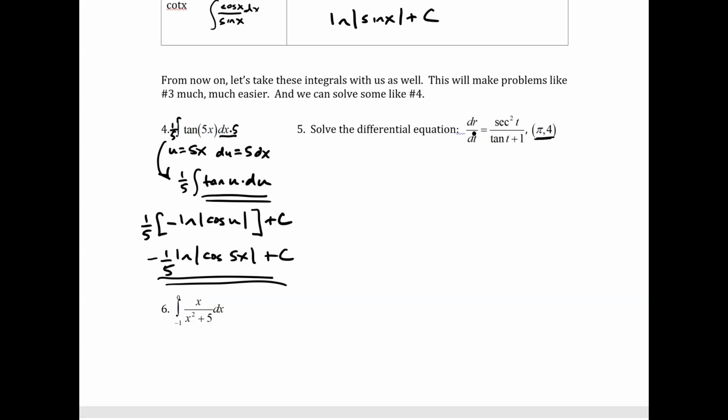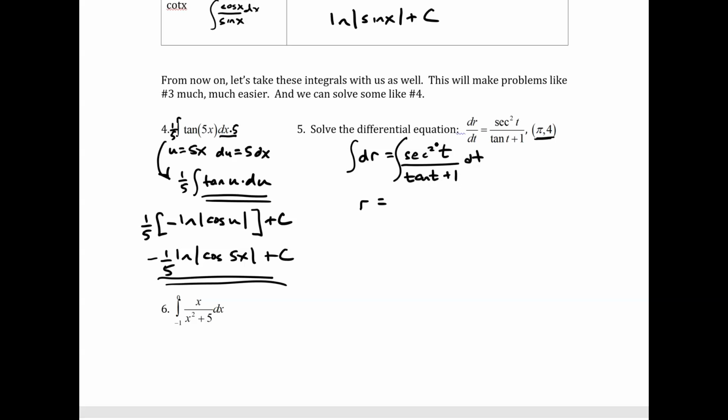I'm actually going to start it by bringing this dt to the other side. That way, if we start it as dr equals secant squared t over tan of t plus 1 dt, we can see that we can get our general solution by just integrating both sides. So the integral of 1 dr is simply r. So we get r equals the integral of secant squared t over tan t plus 1 dt.